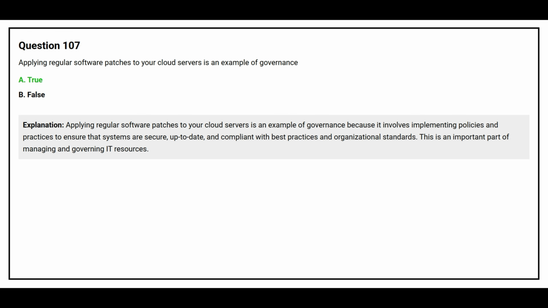Applying regular software patches to your cloud servers is an example of governance because it involves implementing policies and practices to ensure that systems are secure, up-to-date, and compliant with best practices and organizational standards. This is an important part of managing and governing IT resources.